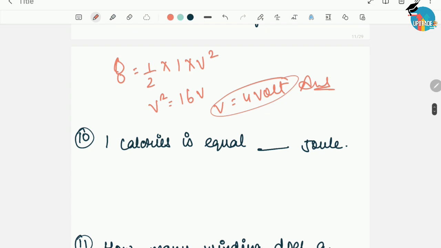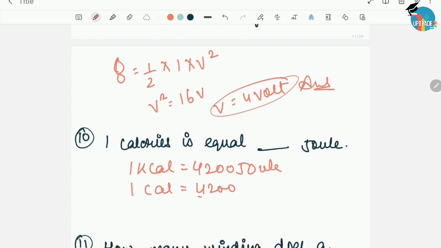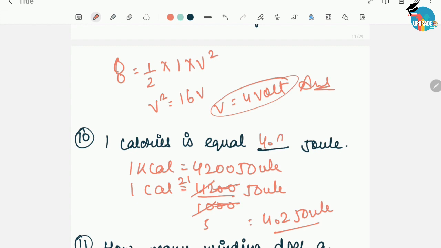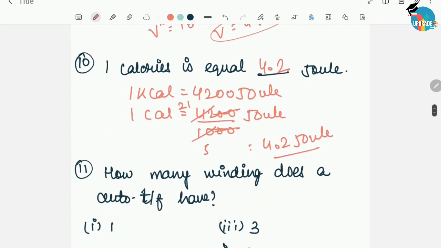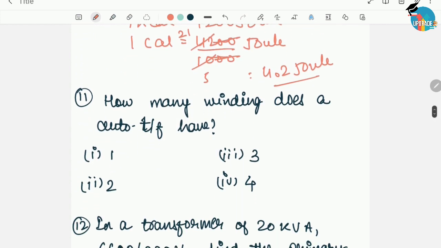Next question was a calorie is equals to dash joule. As we all know that 1 kilocalorie is equals to 4200 joule. So for the 1 calorie is equals to 4200 by 1000 joule, 4.2 joule. So 1 calorie is equals to 4.2 joule. The correct answer is 4.2 joule. Next question is, how many winding does a auto transformer have? Options were 1, 2, 3 and 4.